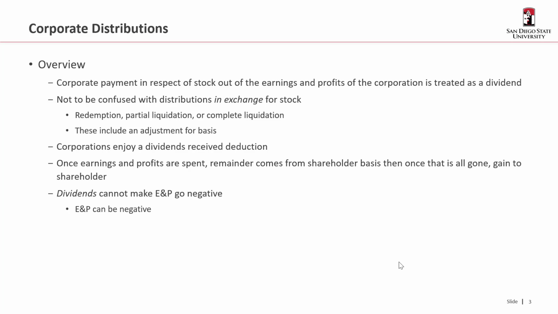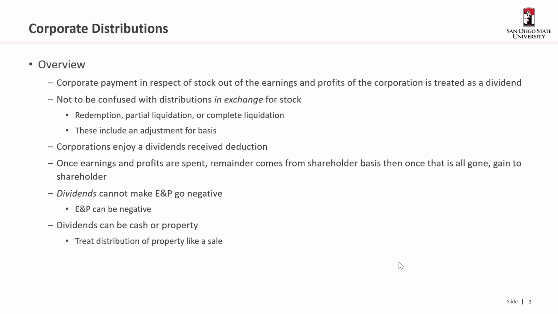Dividends cannot make E&P go negative. Now, that's not to say that E&P cannot be negative. It can. But dividends do not have the ability to make E&P go negative. You cannot distribute more than E&P and so end up with negative E&P. As we walk through, you'll see why that's the case.